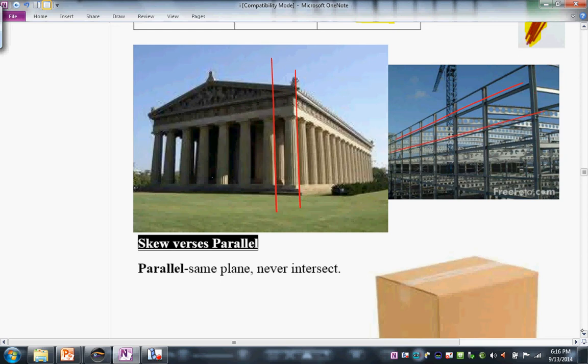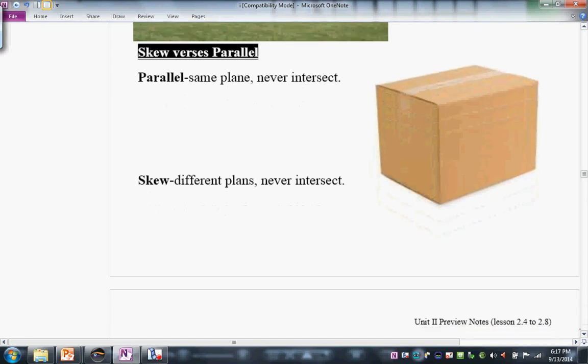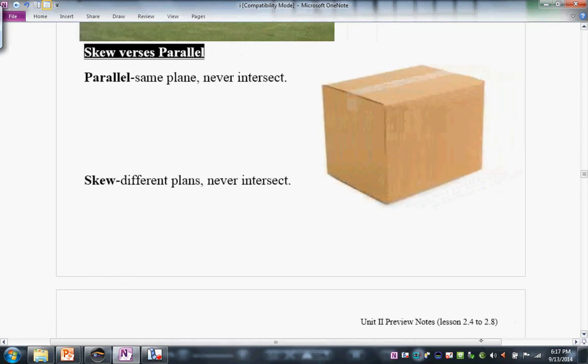Now, you need to know the difference between parallel and skew. When you were a kid, you learned that parallel lines never intersect. That's true. But there's another type of lines that also never intersect, so watch out for those. I'm going to demonstrate the difference between them right now.